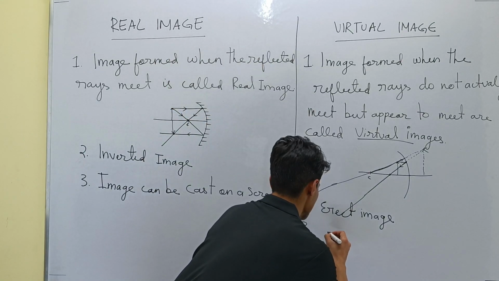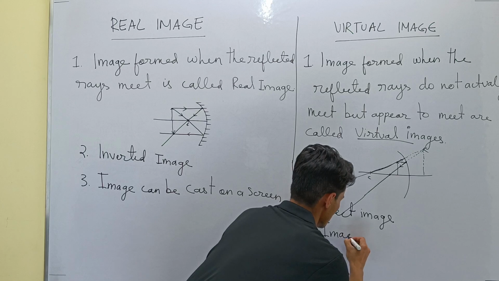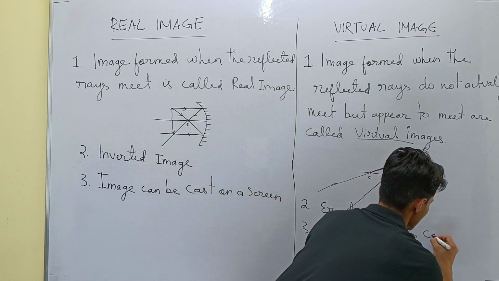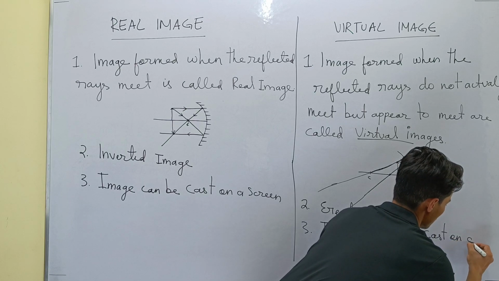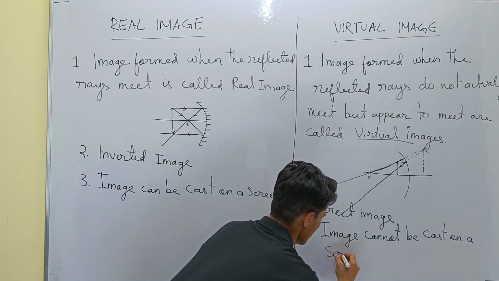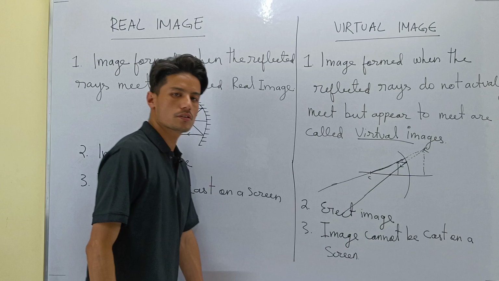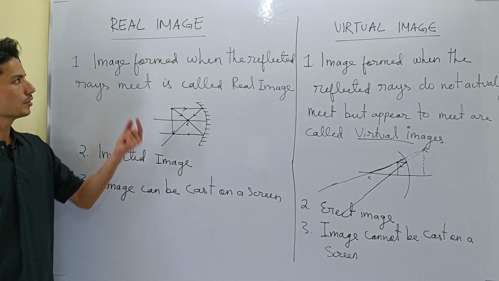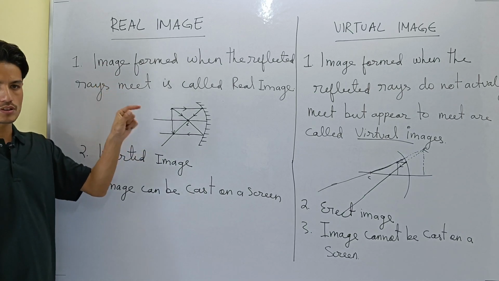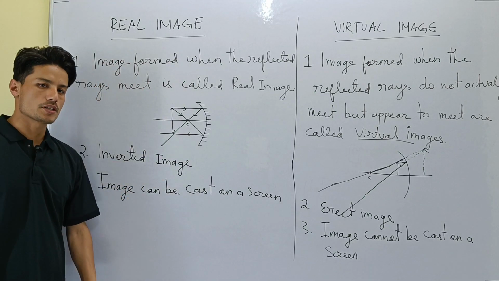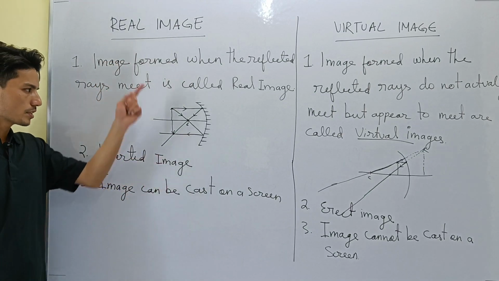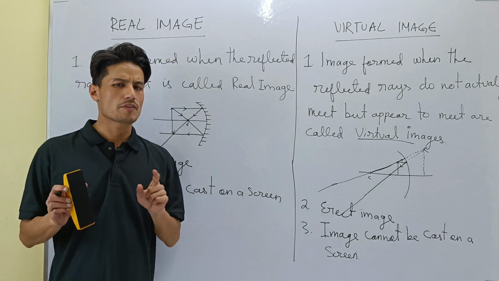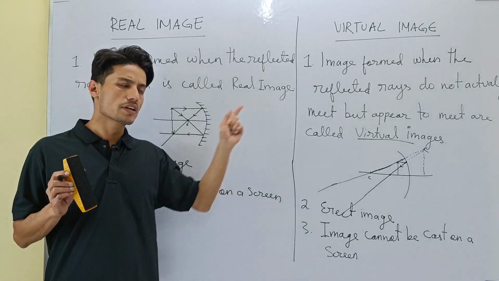So image cannot be cast on a screen. These are the 3 points of difference that you have to know. Make sure that your understanding of real image and virtual image is very good. So you need to study these 3 points of difference. Once you are thorough with this, you will have no confusion in understanding real image and virtual image.